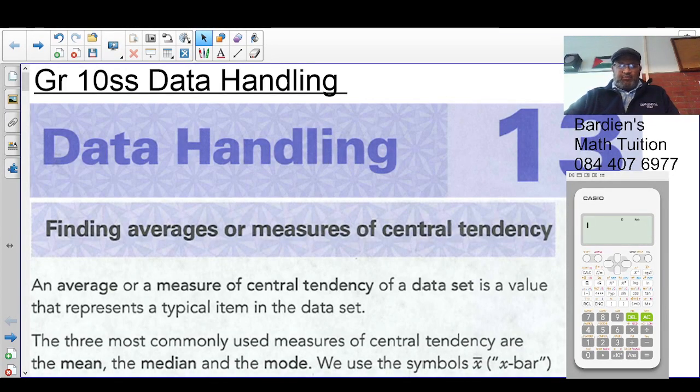Okay, good morning, class. So today we're looking at data handling.